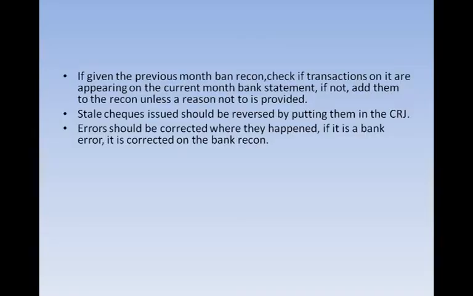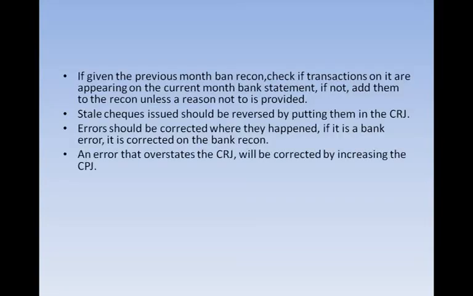Errors should be corrected where they happened. If it is a bank error, it is corrected on the bank record. So say for instance the bank deposits money into your account which does not necessarily belong to you. You need to put the transaction on the debit side of the bank record, because that effectively takes the money out of your account. An error that overstates the CRJ will be corrected by increasing the CPJ.